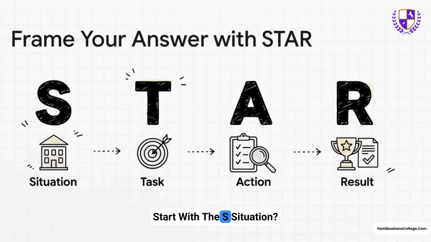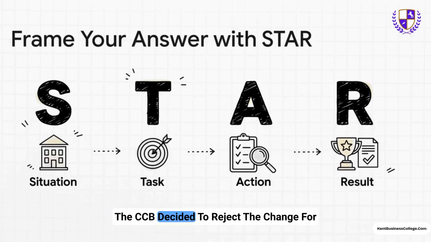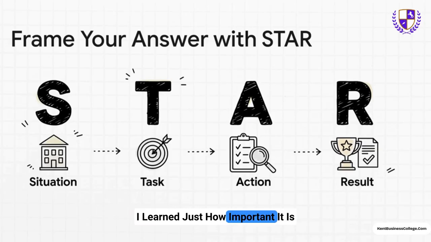Start with the S, situation. Well, I was working on the Ibis Store's new website project. Then the task. A key stakeholder requested we add a major new feature late in the development cycle. Then the action. So I initiated our formal change control process, documented the request, and then performed a full impact analysis. You see where this is going? Finally, the result. The CCB decided to reject the change for now, but we scheduled it for phase 2. I learned just how important it is to protect the project's scope. It's just so clear, concise, and really powerful.